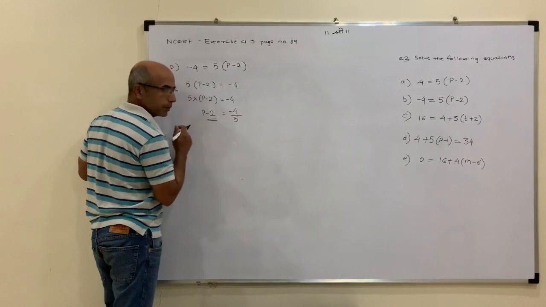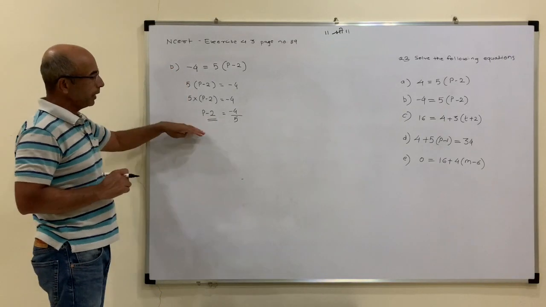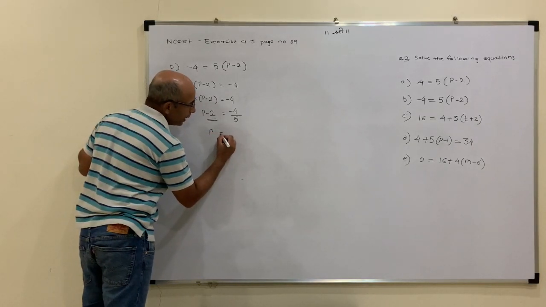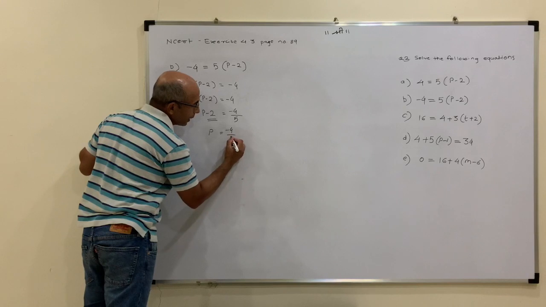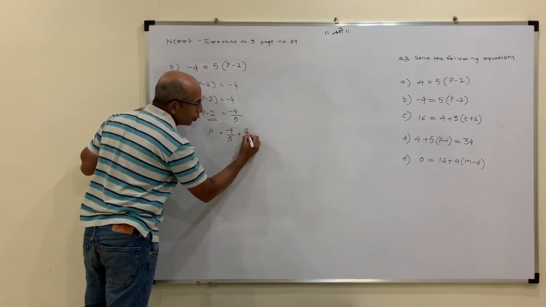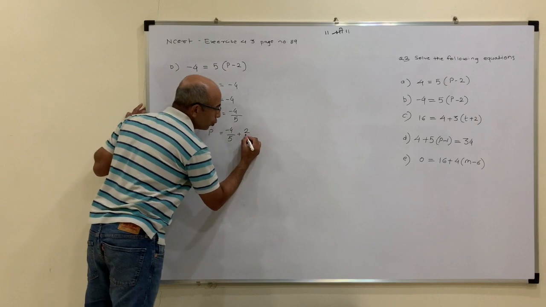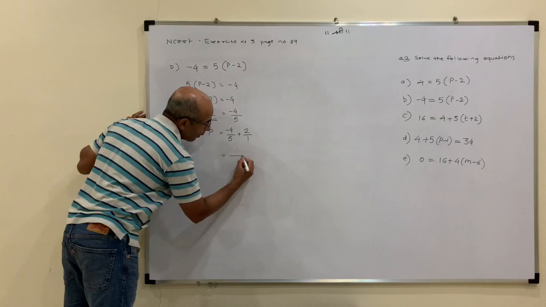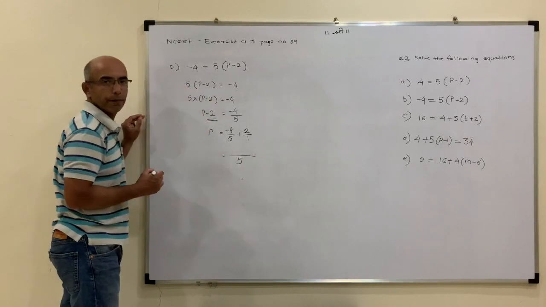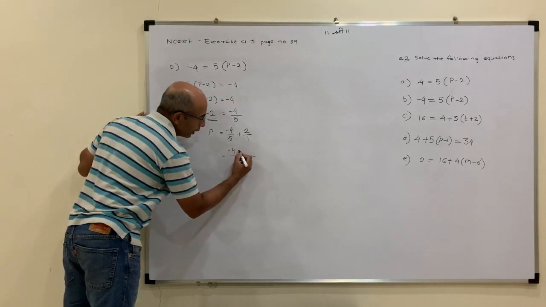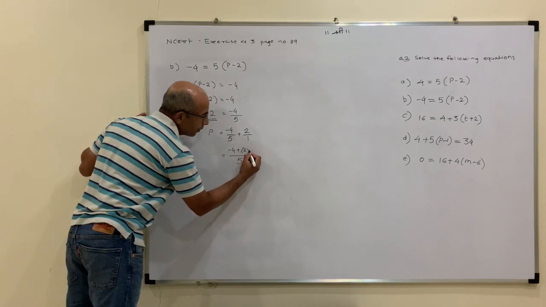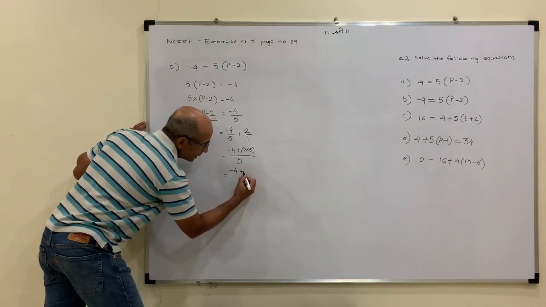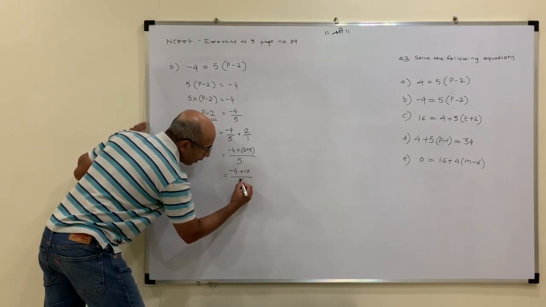Now I need to transpose this minus 2 from the left hand side to the right hand side. So my next step will be P equals to minus 4 divided by 5 plus 2. Now plus 2 can be written as 2 divided by 1. So now to further simplify, my LCM is 5. Here minus 4 plus 2 into 5. So the answer will be minus 4 plus 10 divided by 5.